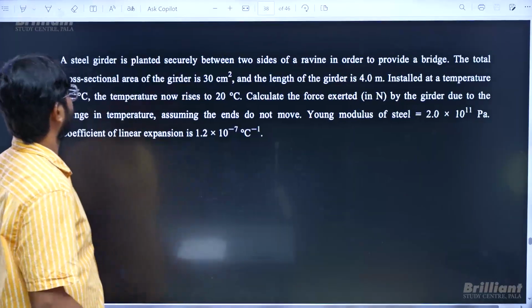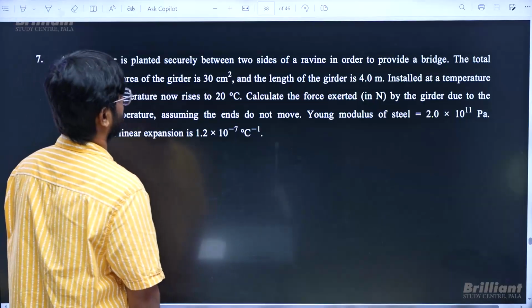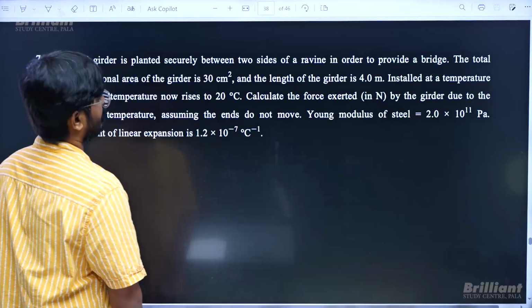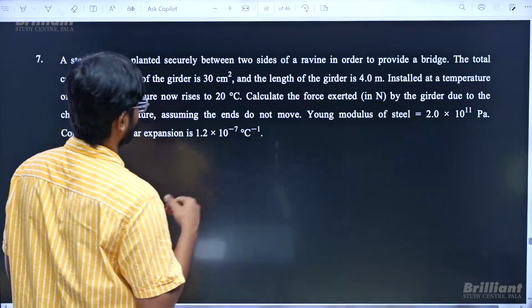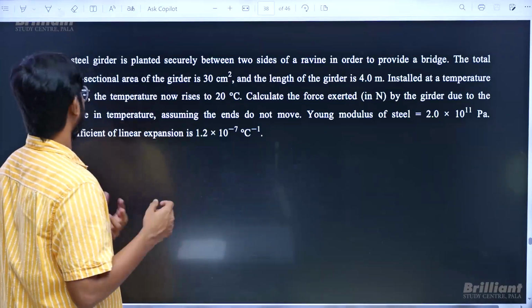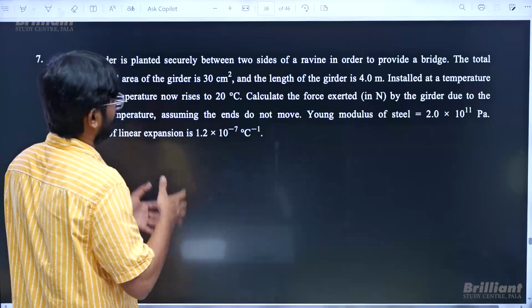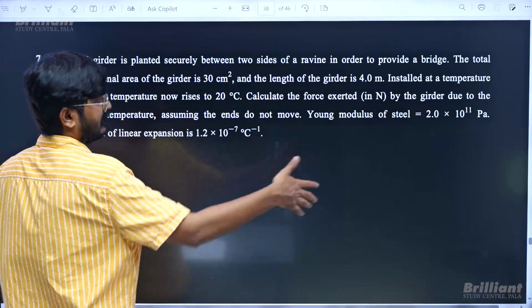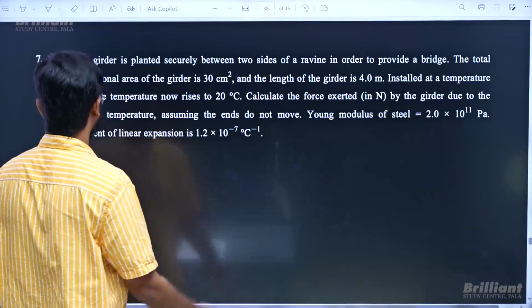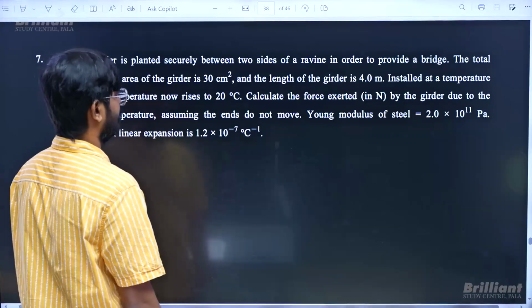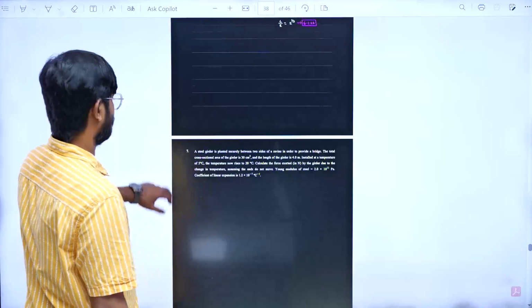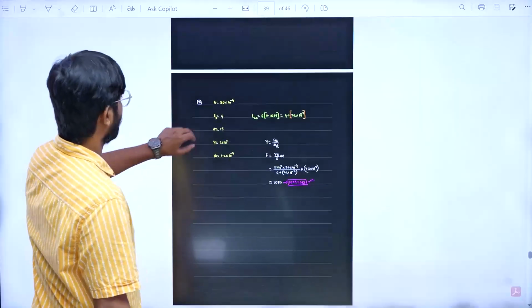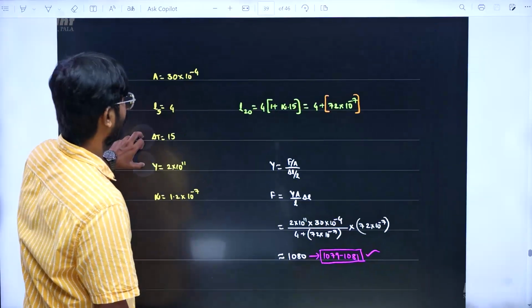A steel girder is planted securely between two sides of a ravine in order to provide a bridge. The total cross-sectional area of the girder is 30 cm square and the length of the girder is 4. It is installed at a temperature, the temperature is now raised, so its length tries to increase but it is not allowed to increase, so there will be stress. So they are asking what is the force exerted by the girder. This is a straightforward question.